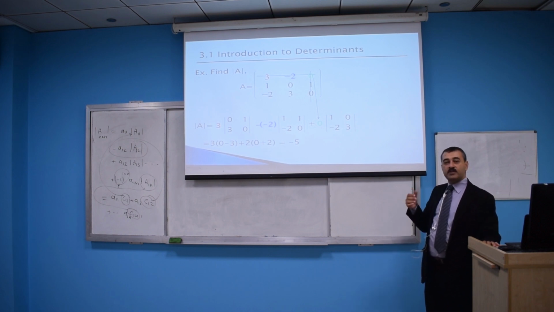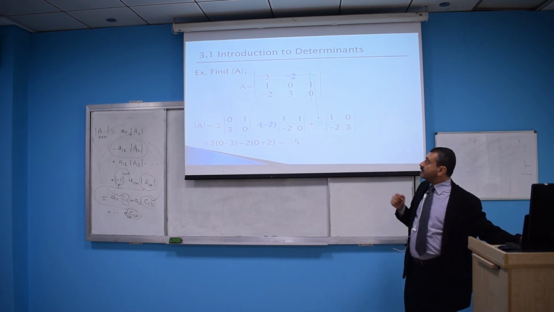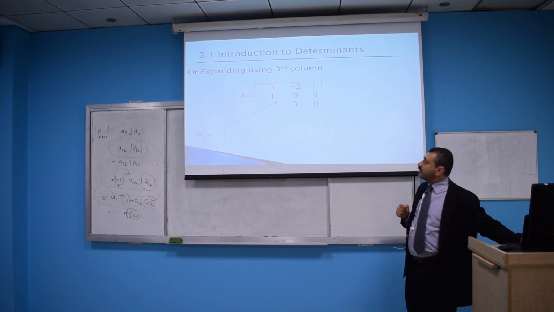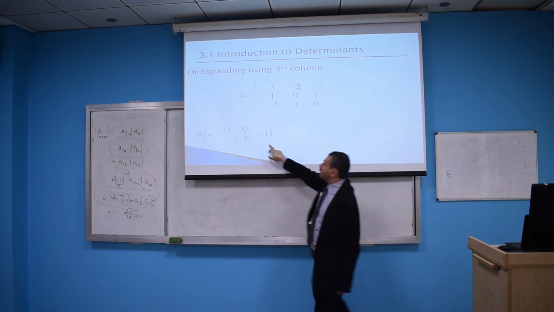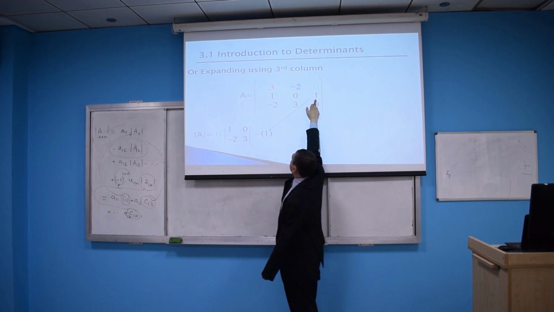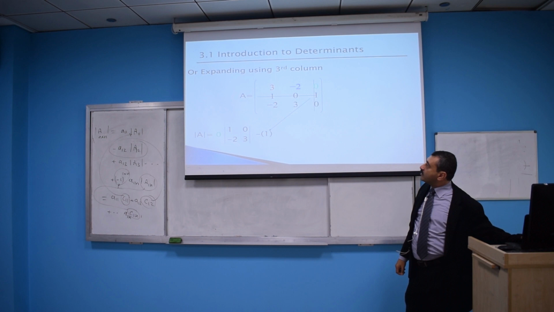The third column, because it contains many zeros. So I'm going to use the third column instead. If you want to use the third column, the first entry would be 0, right? The second entry would be -1, and be careful, you have a negative sign here. The signs go positive, negative, and so on. So you have -1, cover the row and column, and get the minor.